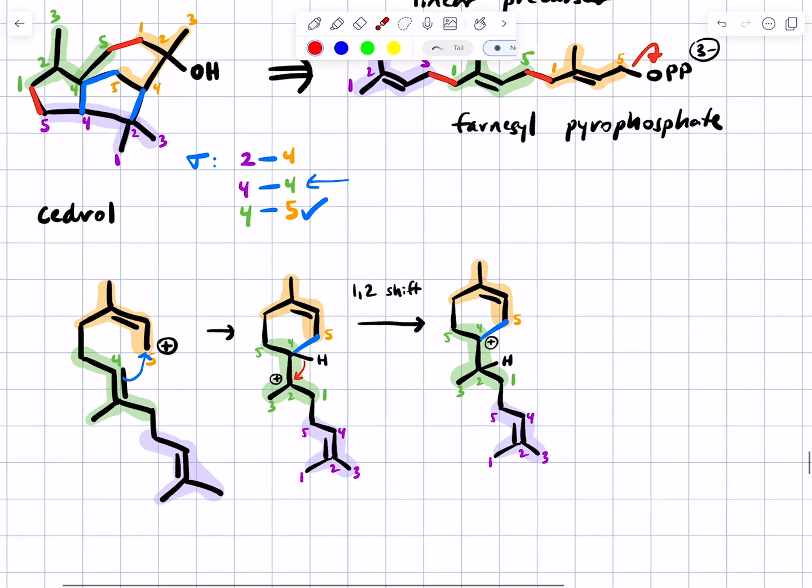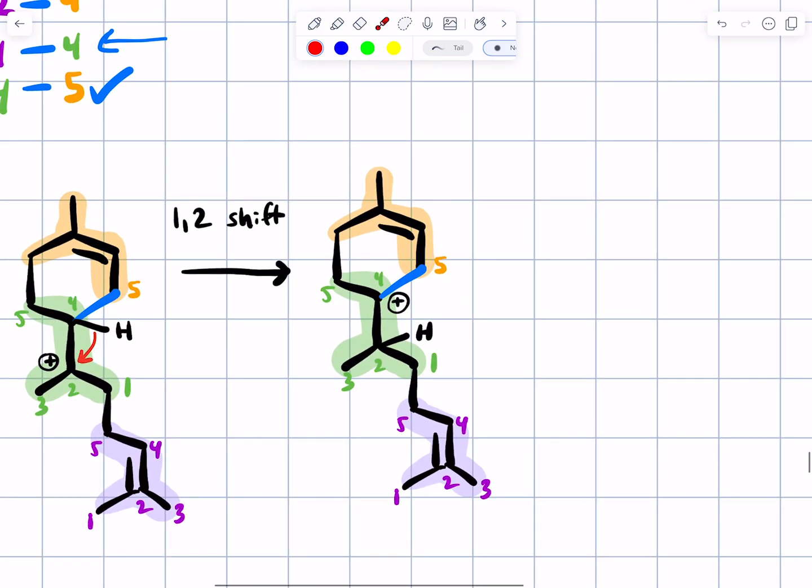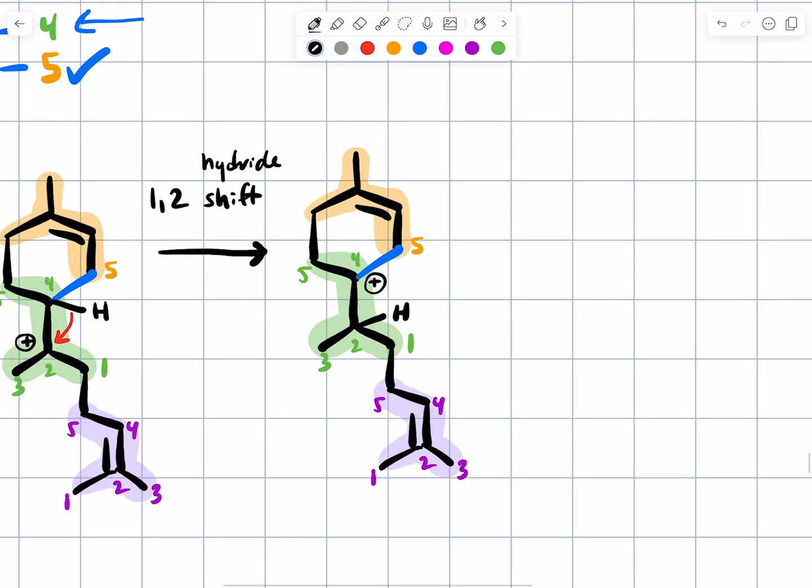We can't get it in any other way than if we do a 1,2 hydride shift to move the carbocation onto carbon 4. At this stage, I'm going to redraw the tail of the purple isoprene unit briefly to get it in the right spot.